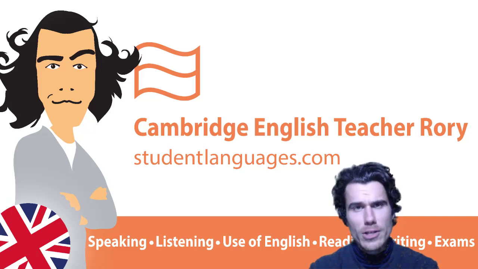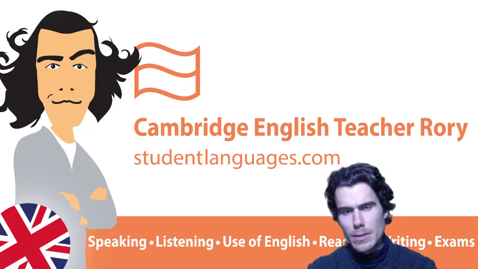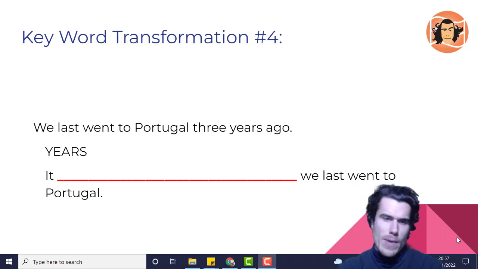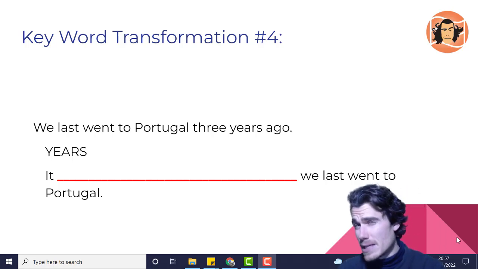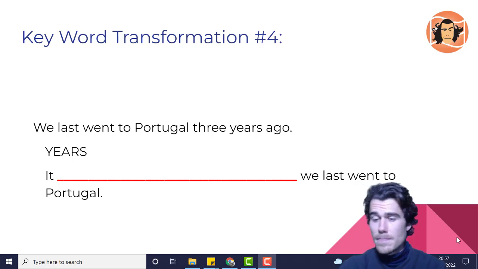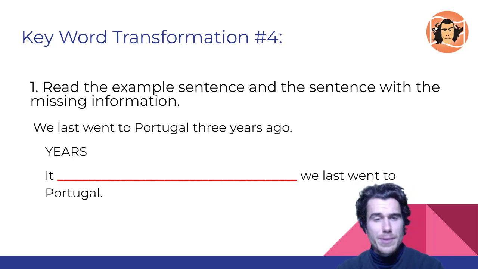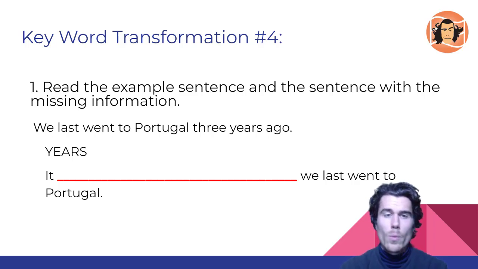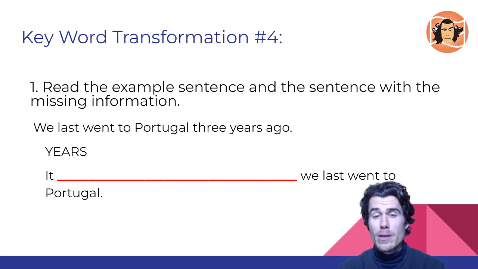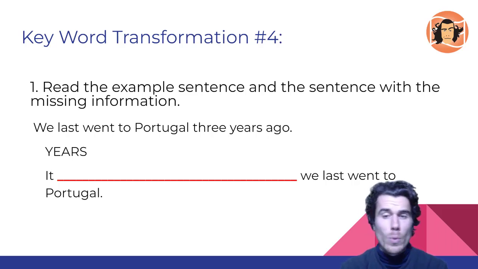Okay, so let's have a look at our fourth example. Here is the question. Can you remember what step 1 of my technique is? It's to read the example sentence. We last went to Portugal 3 years ago. And the sentence with the missing information. We last went to Portugal.